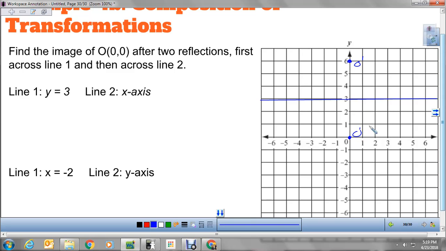This is O. Now we're going to reflect across the x-axis, which is right here, also another horizontal line. So it's 6 units above, that means we're going to go 6 units below, which puts us here at 0, -6, which would be O double prime. So where do we end up? O double prime, which is going to be at 0 on the x and a -6 on the y.